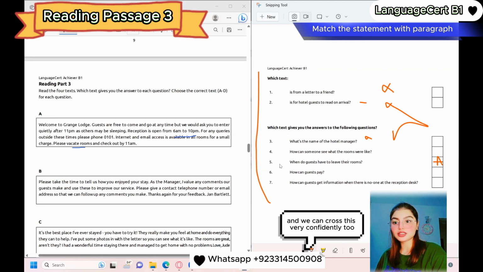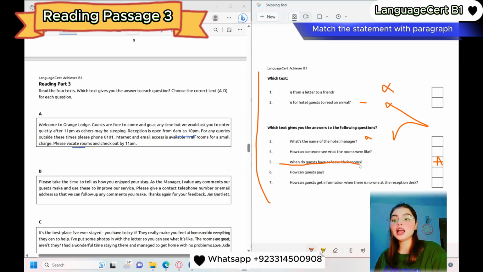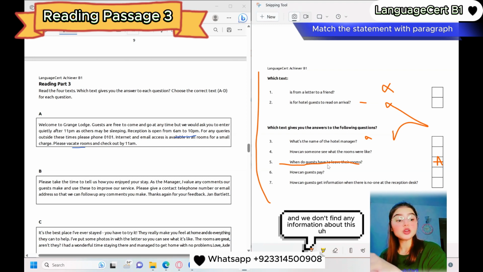And we can cross this very confidently too, because we can see that we are given time that when can you leave the room, when can you vacate the room at 11 a.m., when you can check out. Moving further, how can guests pay? We don't see and we don't find any information about this in this part. And how can guests get information when there is no one at the reception desk?